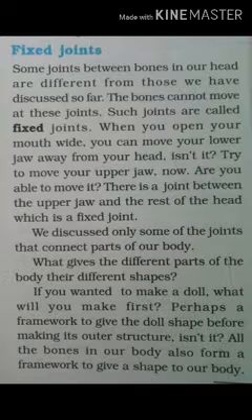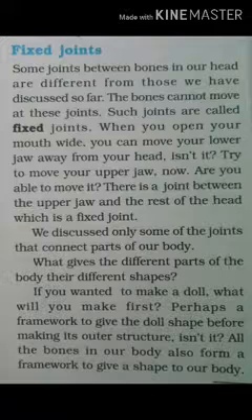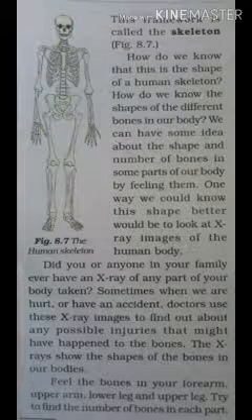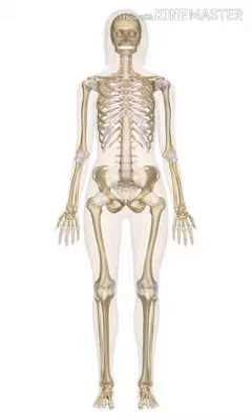There are some fixed joints as well in our body. There are two or more bones joining together, but these bones cannot move. So such joints are called fixed joints. For example, the joints in a skull or in a rib cage. These bones also give a shape to our body, and this framework of bones is called skeleton.